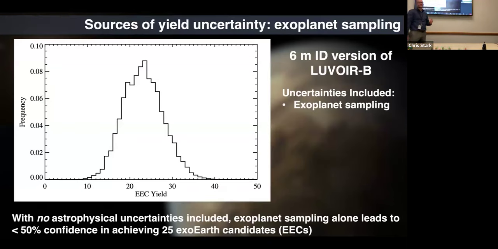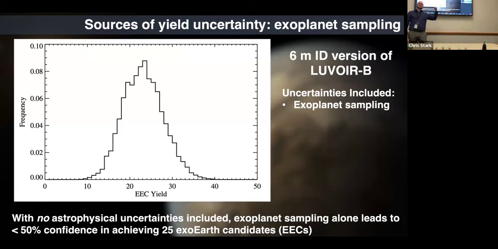So we started with a 6-meter inscribed diameter version of LUVOIR-B. Basically, an exact copy of LUVOIR-B, but we shrunk it down to 6 meters inscribed diameter as recommended by the decadal. And we ignored every astrophysical uncertainty except for exoplanet sampling statistics. And this is the distribution that you end up with. You can see it peaks at about 24 exo-Earth candidates, on par with the decadal's recommendation, but it's very broad already. So we are going to have to budget for large uncertainties to start with.